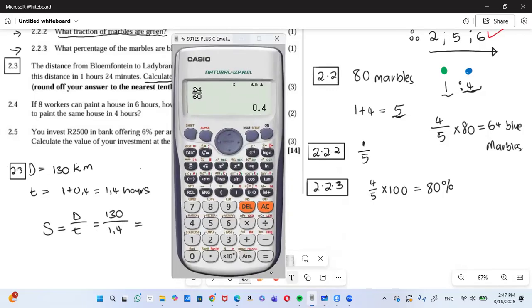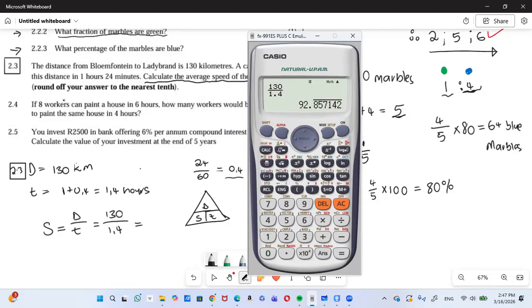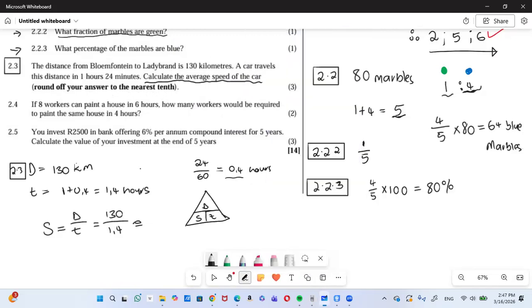Then quickly, let's check how much this gives us. So we have 130 divided by 1.4. So our speed is 92.85. But now remember they said to us, round off to the nearest 10th, right? Round it off to the nearest 10th. So if we have 92, what is our nearest 10th in this case? Our nearest 10th is 90 kilometers per hour. Right.